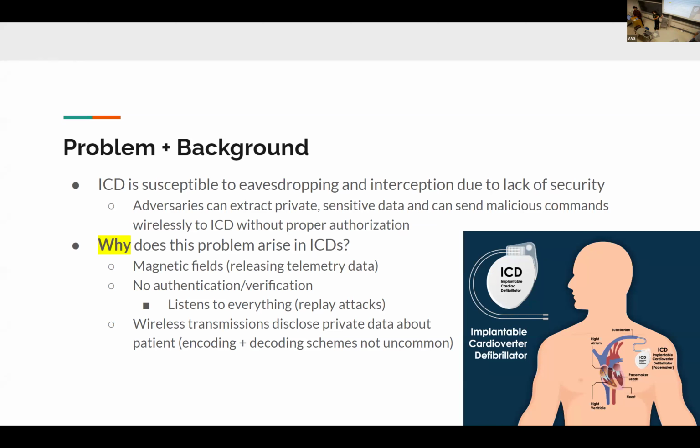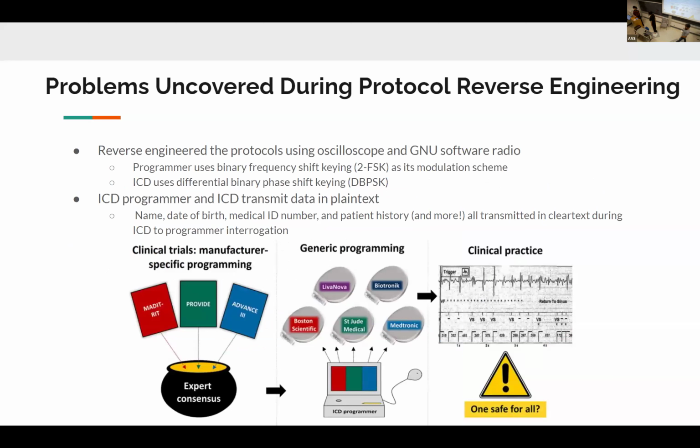Why does this happen? One, magnetic fields. If you place a strong enough magnet near an ICD, it will start releasing telemetry data and the adversary can just start extracting that. Two, there's no authentication or verification for an ICD, so it listens to everything, making it susceptible to replay attacks. And third, wireless transmissions disclose private data about a patient. So if an ICD and a programmer are communicating, the adversary can listen to their communication, extract the RF signal, and decode it themselves.